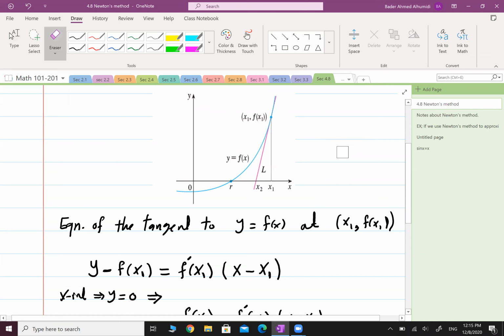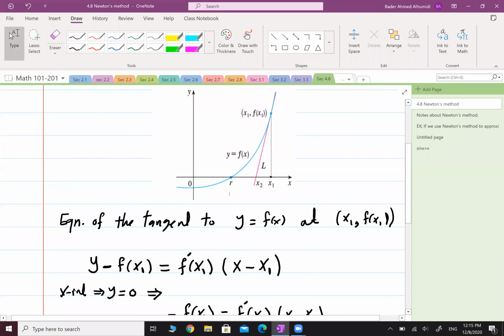So the method is very easy. You will start with the initial guess, call it x1. Then you will go to the graph and draw a tangent line. You take its intercept and call it x2. You come to the graph again and draw a tangent line here. Its intercept you call x3. Then you go to the graph again and draw a tangent. The intercept will be called x4. Is it clear now? Yes, clear, thank you.